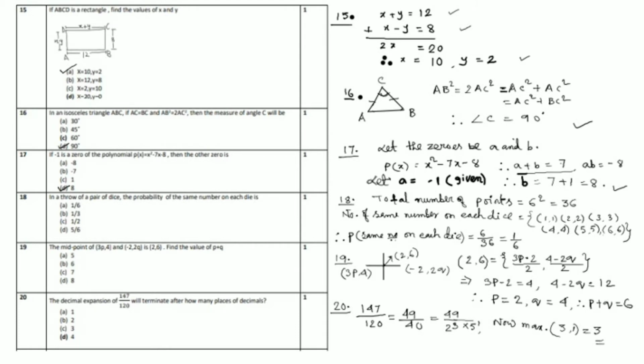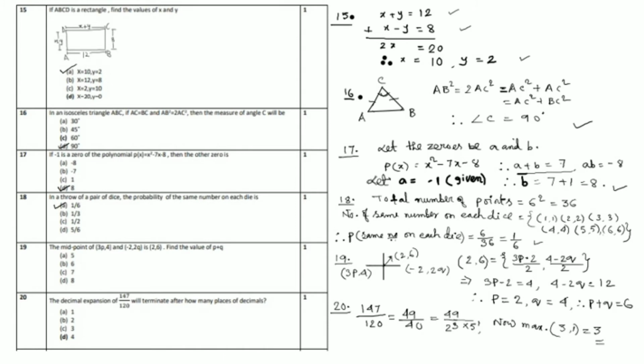In question number 18, in a throw of a pair of dice, the probability of the same number on each die is, okay, the total number of points, there are two dice thrown, so the total number of points will be 6 square, that is 36, and number of same number on each die, what will be it? 1 1, 2 2, 3 3, 4 4, 5 5 or 6 6. So there are how many points? 1 2 3 4 5 6. So the probability of the same number on each die will be 6 divided by 36, that is 1 by 6. So option A will be right.